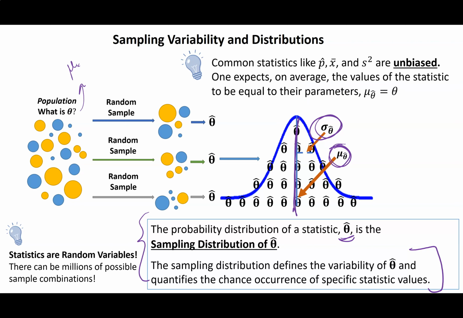We really are big fans of, so x bar is an unbiased statistic for mu, which means that on average, if I were to repeatedly sample, the sample mean is an accurate predictor for mu. P hat is unbiased for p. S squared is unbiased for sigma squared. We really like that. So on average, that means that p hat really helps estimate p well. X bar really helps estimate mu well on average.